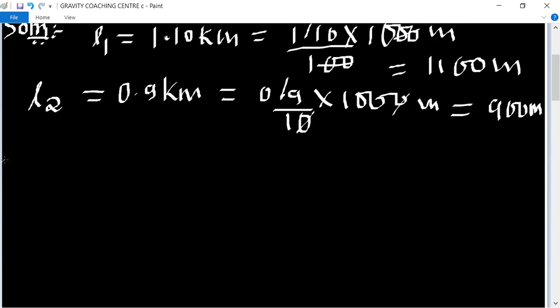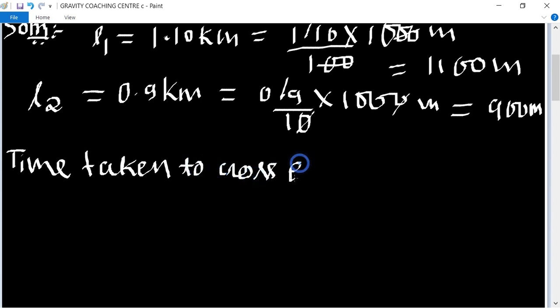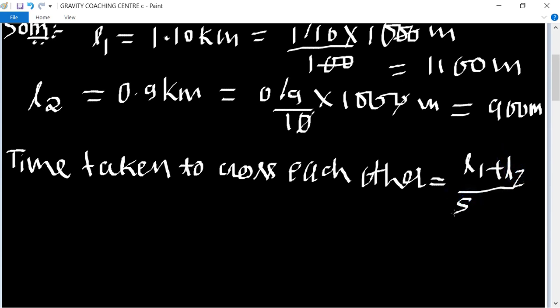Now we use the formula for the time taken to cross each other. Time taken to cross each other is equal to L1 plus L2 upon S1 plus S2 into 18 upon 5 seconds.